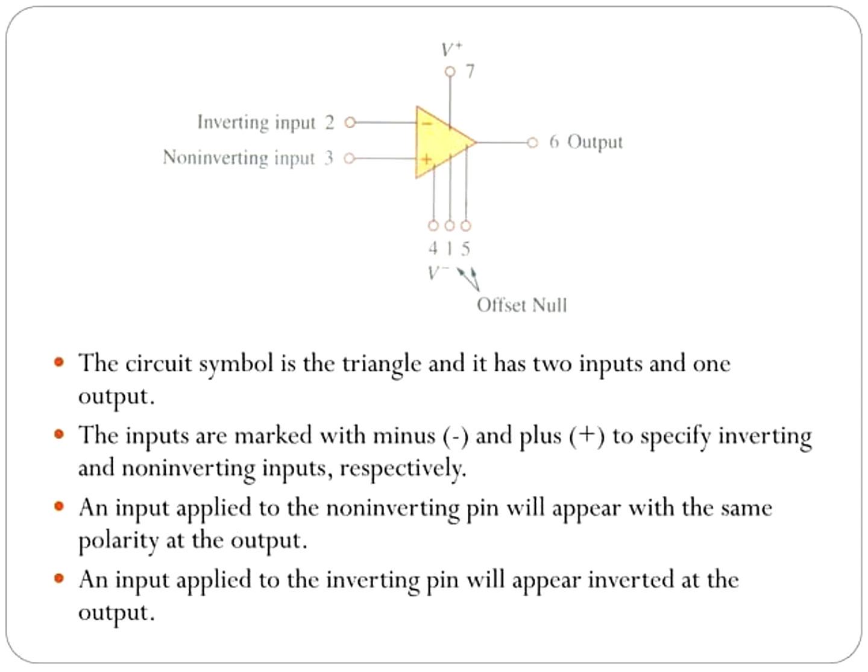In this basic op-amp symbol, we have 2 inputs and 1 output. V plus and V minus are the biasing supply voltages. And pins 1 and 5 are the offset null. So the circuit symbol is a triangle and it has 2 inputs. Similarly, an input applied to the non-inverting pin will appear with the same polarity at the output. An input applied to the inverting pin will appear inverted at the output. Inverted means we have a phase shift of 180 degrees.